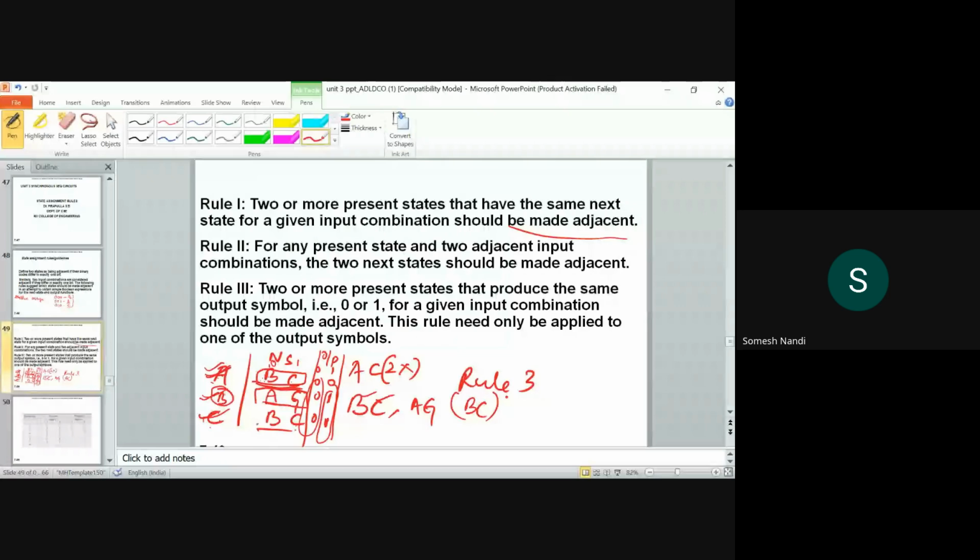Now, this is about your rules. You can see here: 2 or more states that produce the same output symbol, that is 0 or 1, for a given input combination should be made adjacent. This rule need only be applied to one of the output symbols. Either you select 0 as your output symbol or 1 as your output symbol. So this is about your rules. Hope this is clear to you.